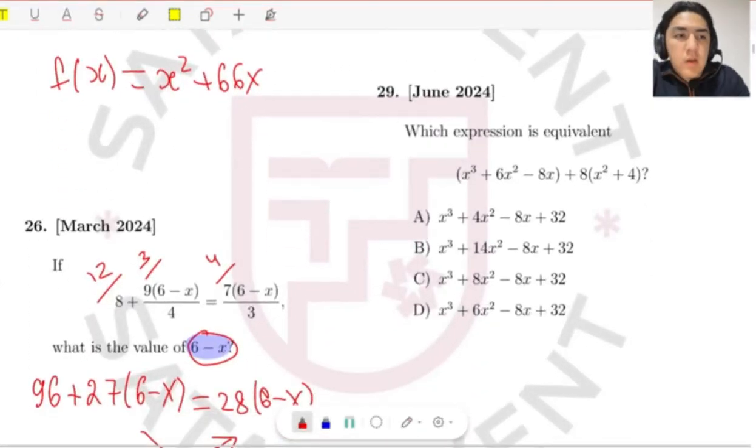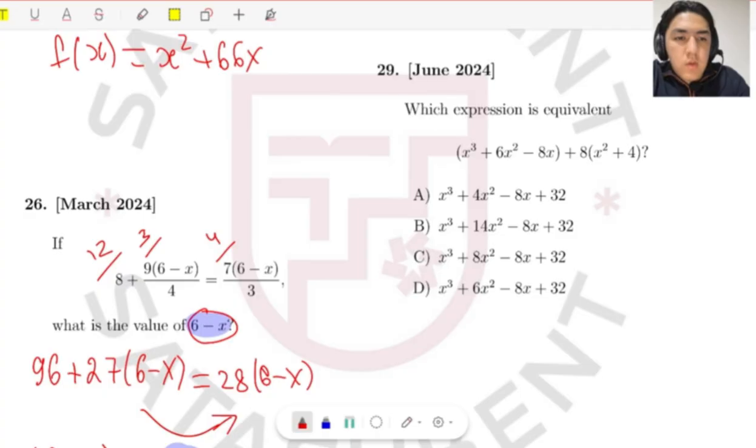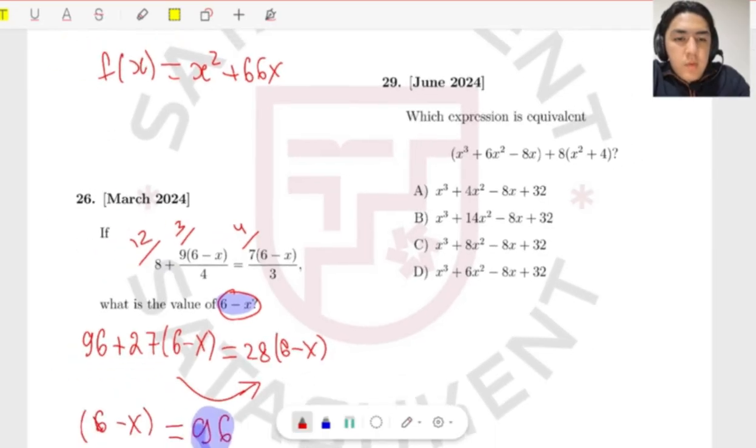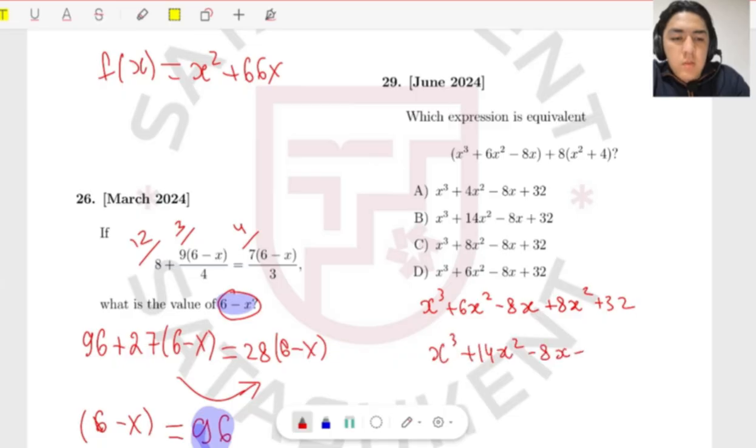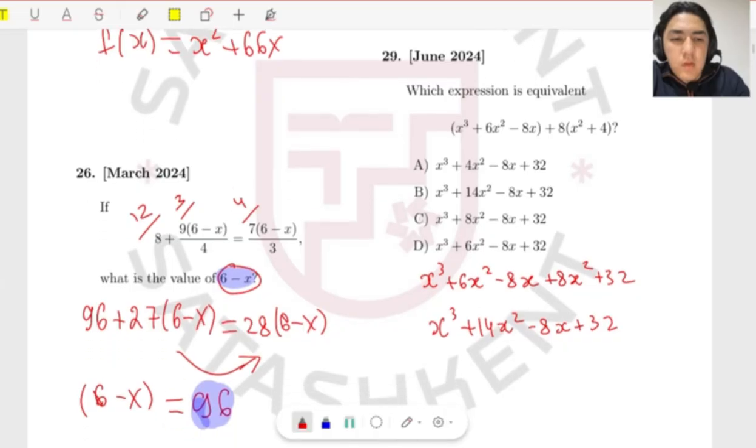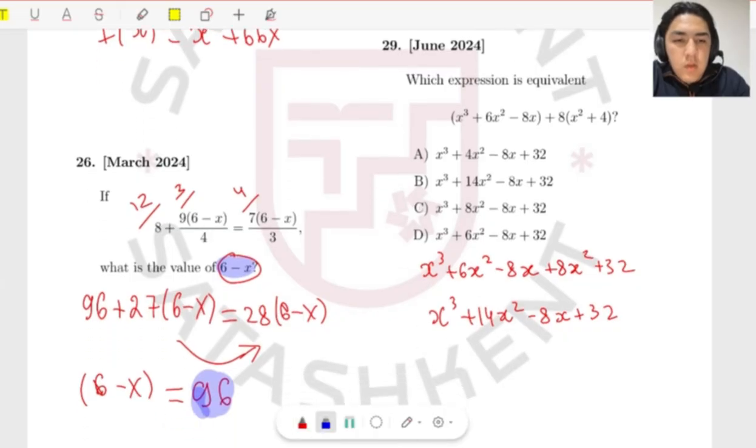Question number 29. Which expression is equivalent to this one? Let's open. X cubed plus 6x squared minus 8x plus 8x squared plus 32. So x cubed plus 14x squared minus 8x plus 32. So the answer is B now.